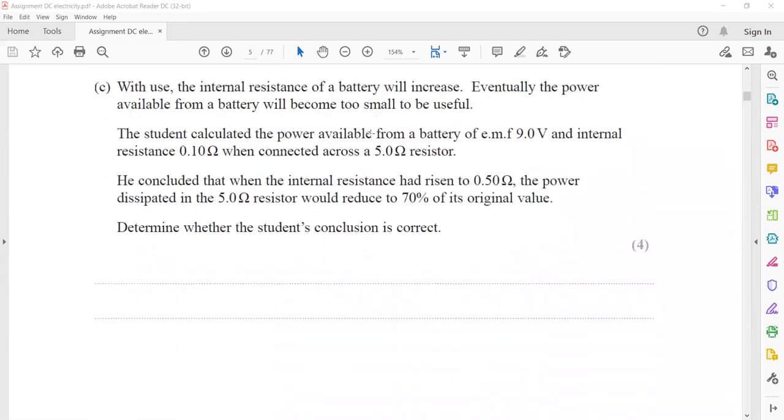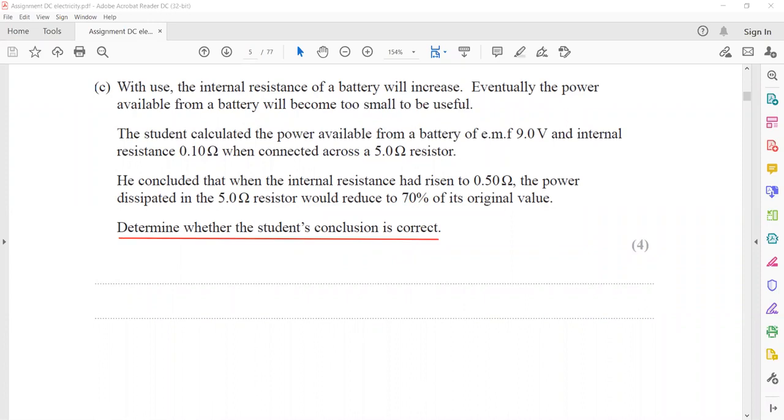Next question. With use, the internal resistance of a battery will increase. Eventually, the power available from a battery will become too small to be useful. The student calculated the power available from a battery of 9 volts and internal resistance 0.1 ohm when connected to a 5 ohm resistor. He concluded that when the internal resistance had risen to 0.5 ohm, the power dissipated in the 5 ohm resistor would reduce to 70% of its original value. Determine whether the student's conclusion is correct.